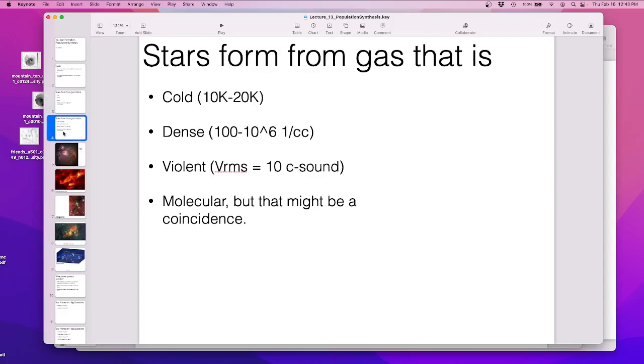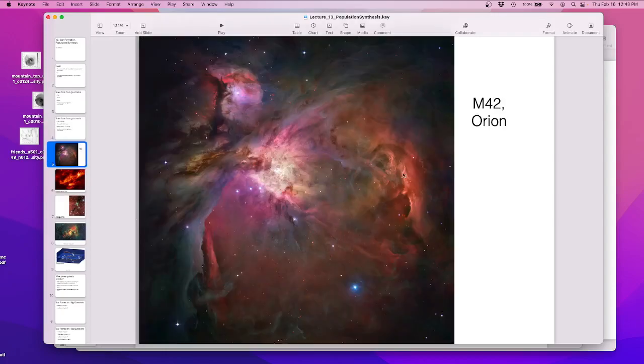So 10 to 20 Kelvin, densities of 1 to a million particles per cc, and they're very violent. The velocity in these clouds is around 10 times the speed of sound, which is problematic because that makes dense things. Here's one of my favorite objects. This is M42. And you can go see M42 tonight if you want.